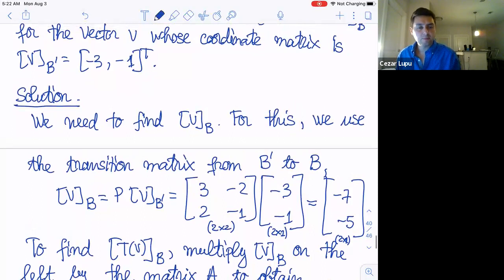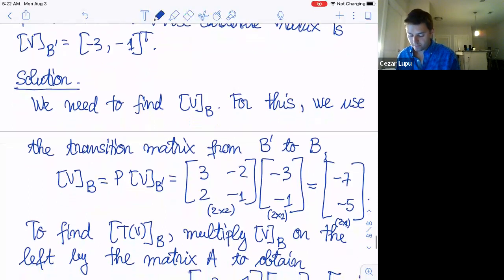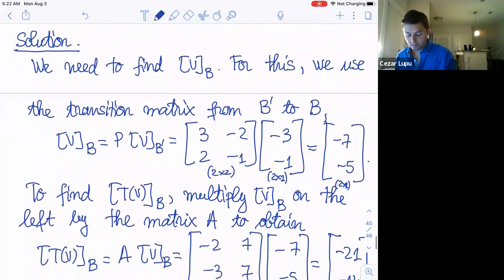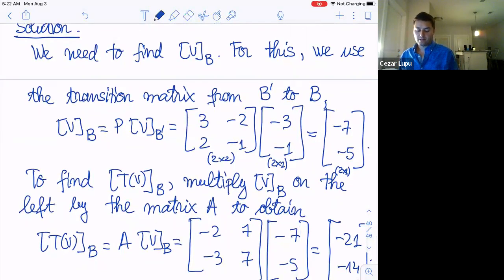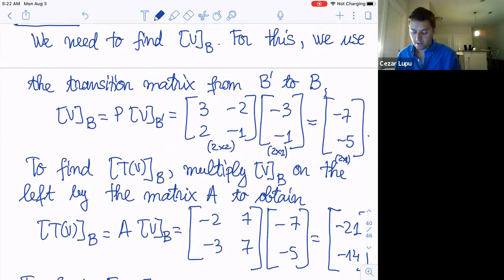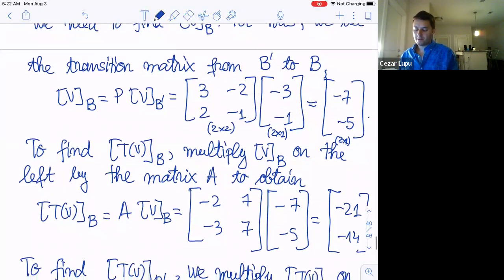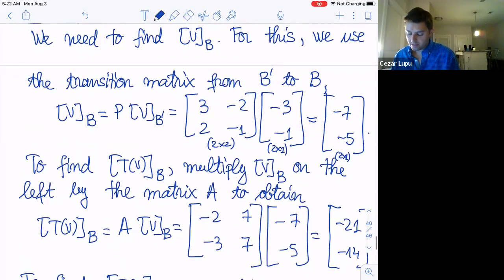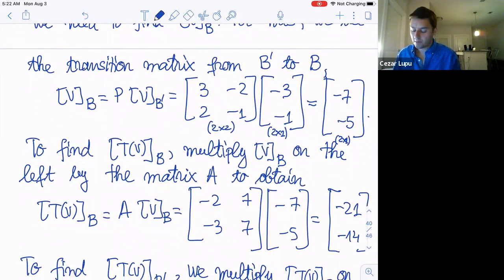And now we're going to do the same thing. We want to find T of V relative to B, and we're just going to multiply V relative to B on the left by the matrix A. That's what we're going to do to obtain T of V. Again, it's just a multiplication, the same story. I have a 2 by 2 matrix here and a 2 by 1. And if you do the computation, I hope the computations are correct, this will give us the 2 by 1 matrix, -21 and -14.